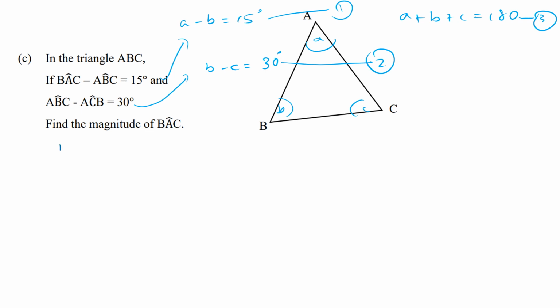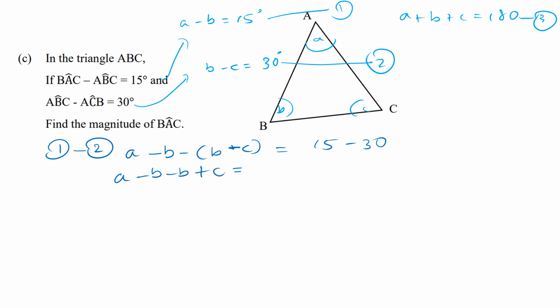Here you can subtract 1 minus 2, then you can do it something like this, and you get A minus B minus C equal 15 minus 30, and you get here A minus B plus C is equal to minus 15, right? So I can write this as 4, and you get A minus 2B plus C is equal to minus 50. So I can take this as 4, right?